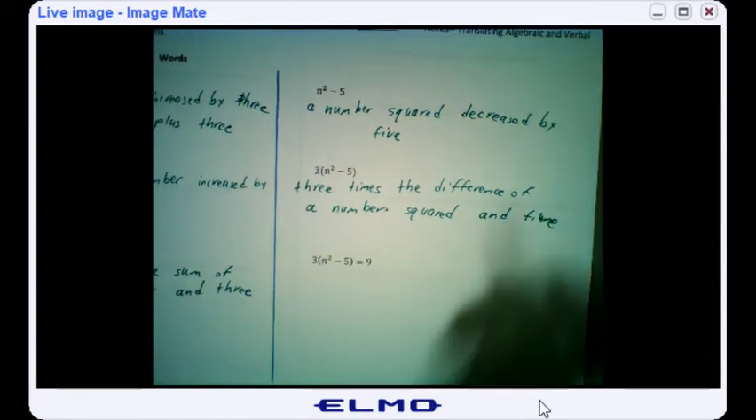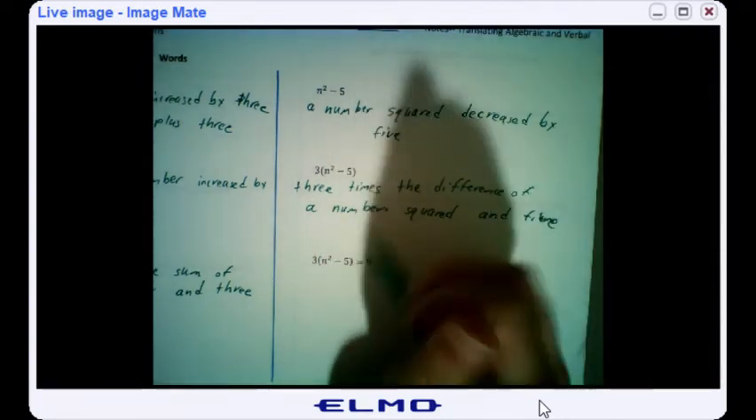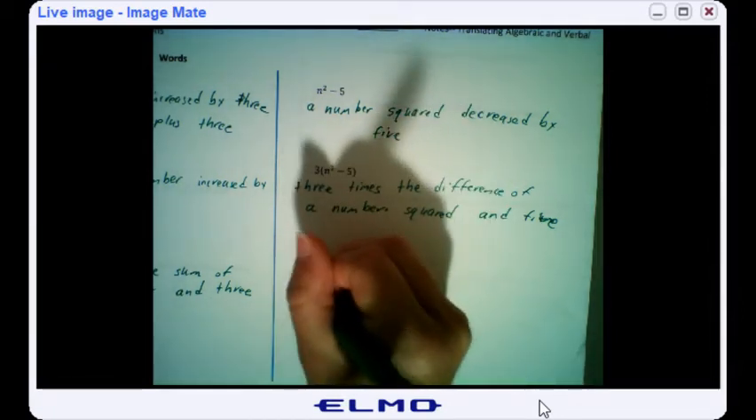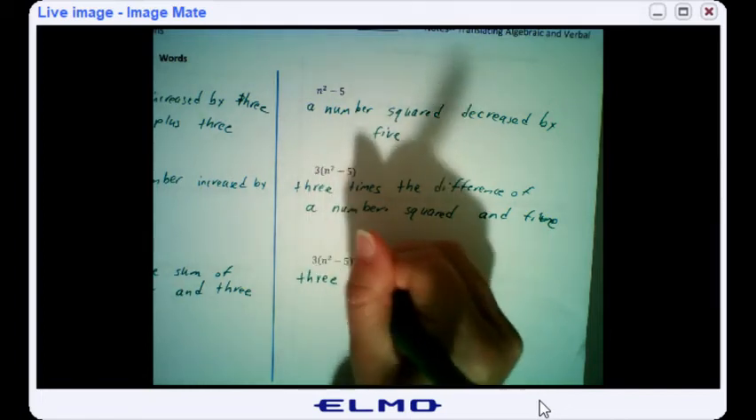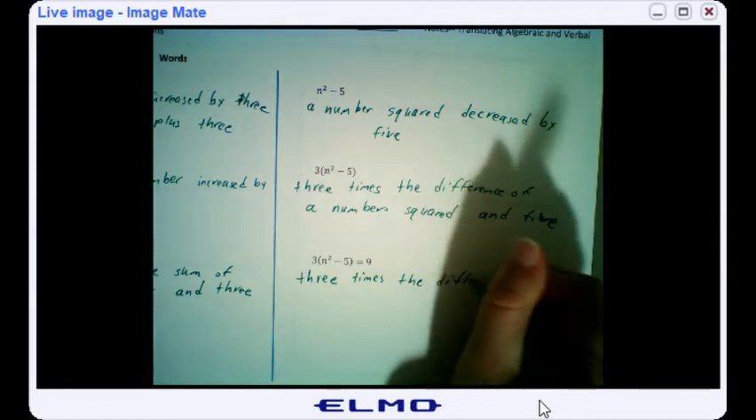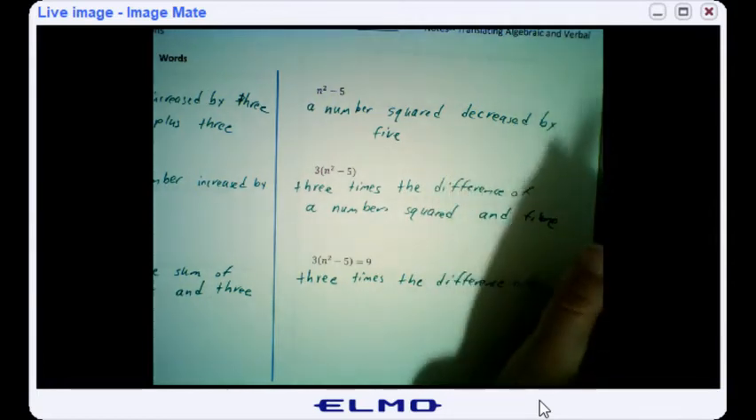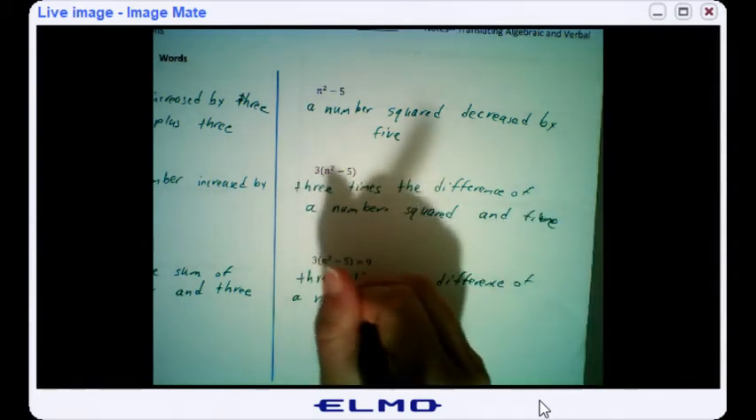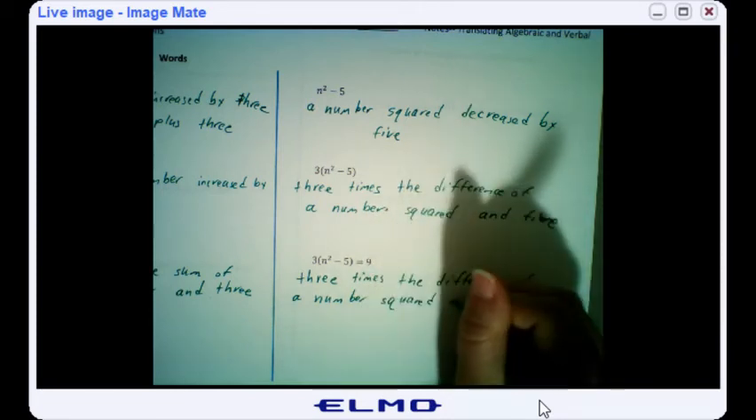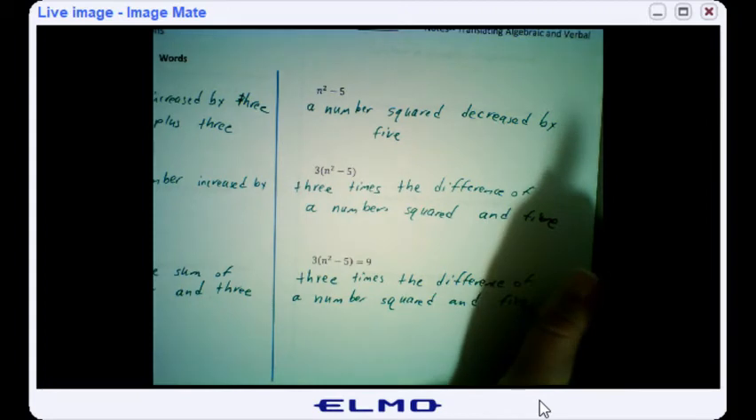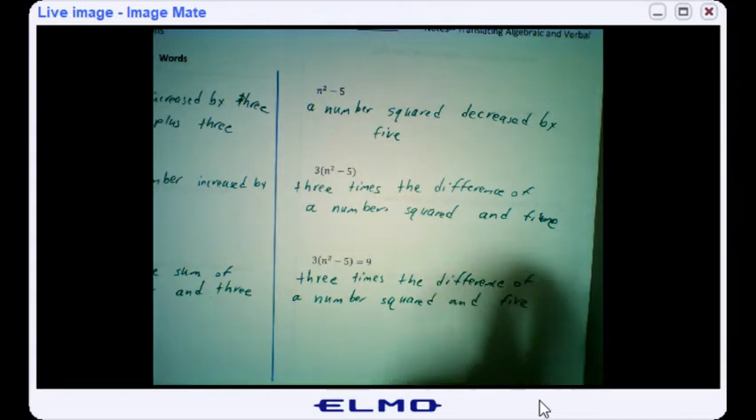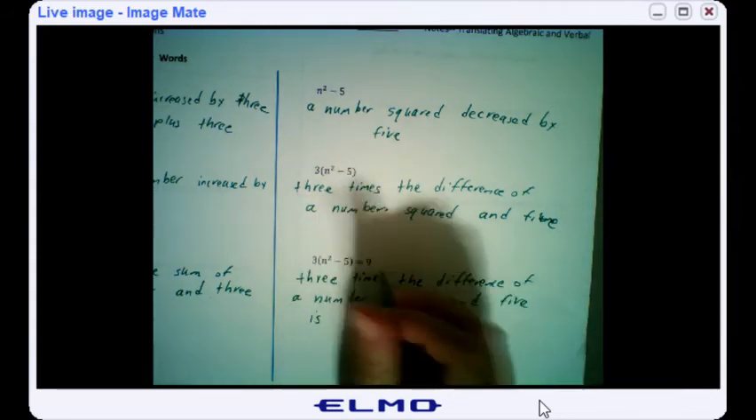So for our next problem, we have almost exactly the same thing as above, but this time we have an equal sign. So we can start with 3 times the difference of a number squared and 5. That takes care of the left side. We have the equal sign, so we can say either equals or is. And then the right side would just be 9.